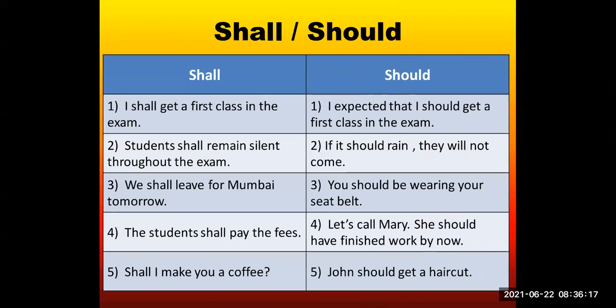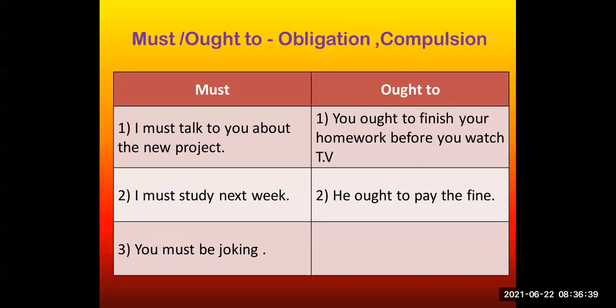Shall and should are used as follows. Shall is used for futurity, command, promise, obligation, offer, advice, or suggestion. Then should is the past form of shall. It is used when we believe something, for obligation, probability, advice, or suggestion. And must is used when it functions as a necessity, obligation, and certainty. And ought to is used for obligation and compulsion.